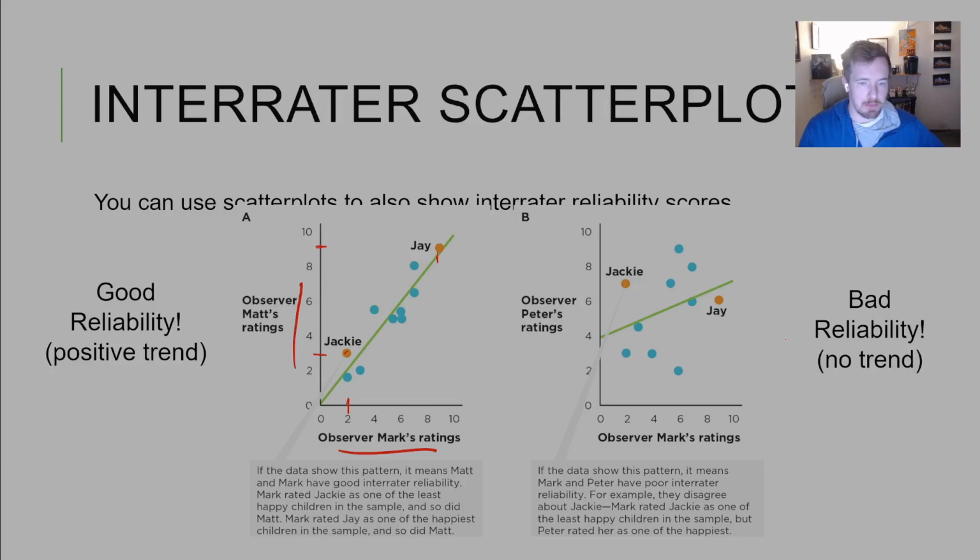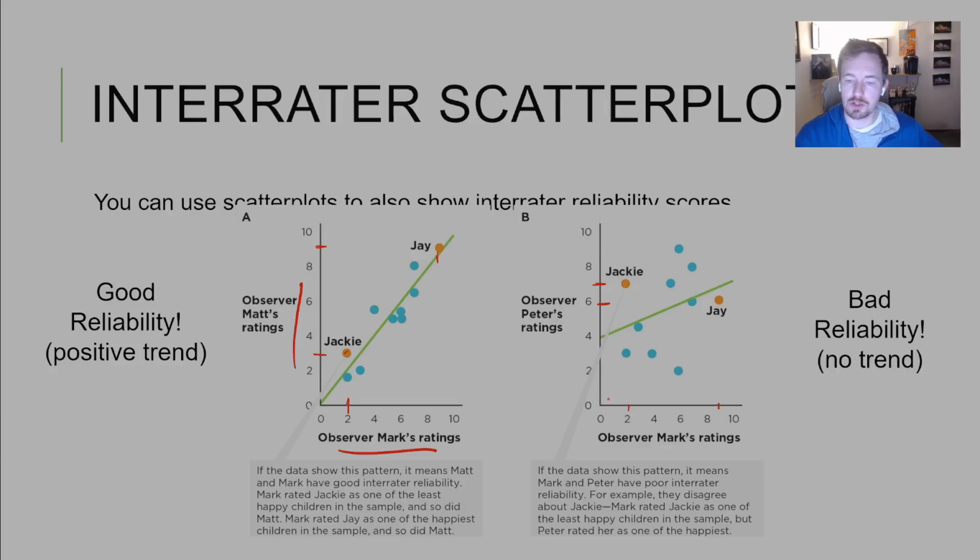We take those same people that Mark observed, Jackie at a 2, Peter scored her at a 7, and Jay, Mark had at a 9, and Peter had at a 6. Those are very inconsistent, right? Those are not very reliable. We would say that this is bad reliability. There's not a strong trend here.